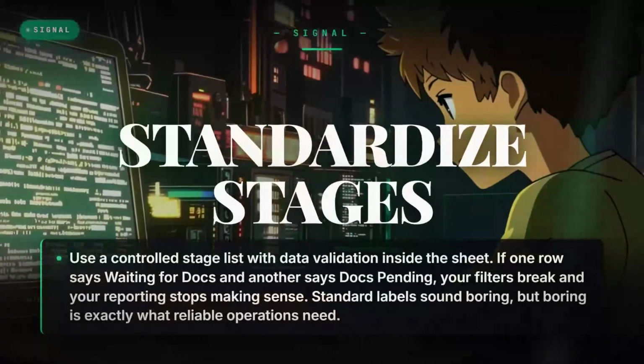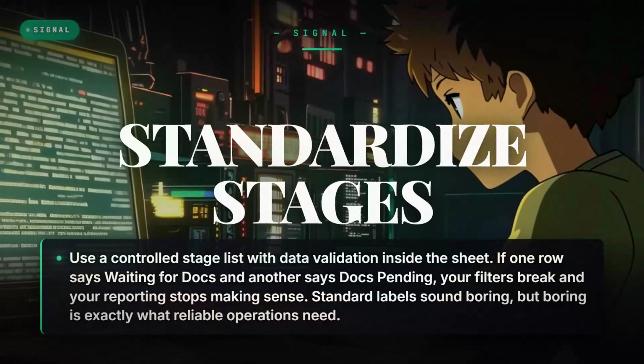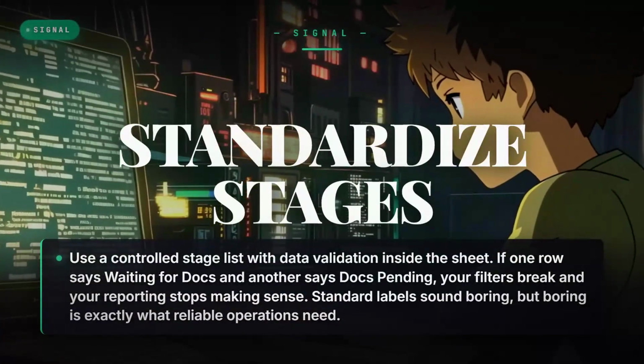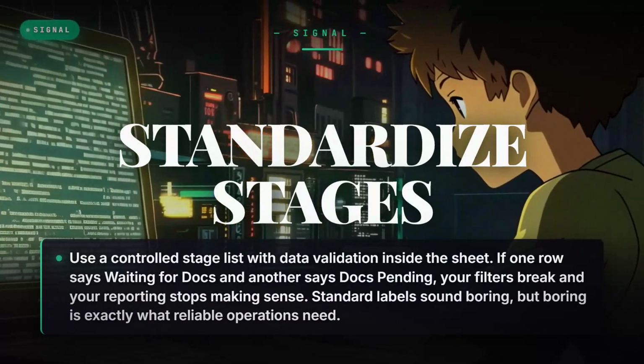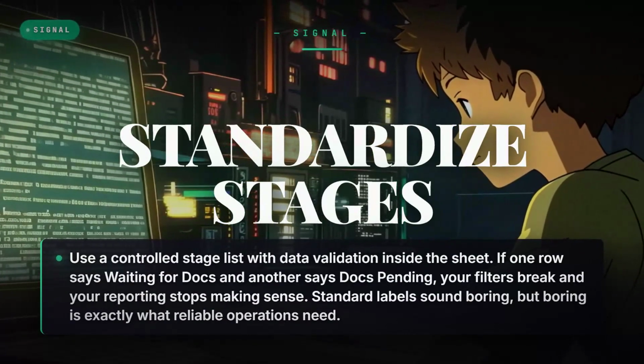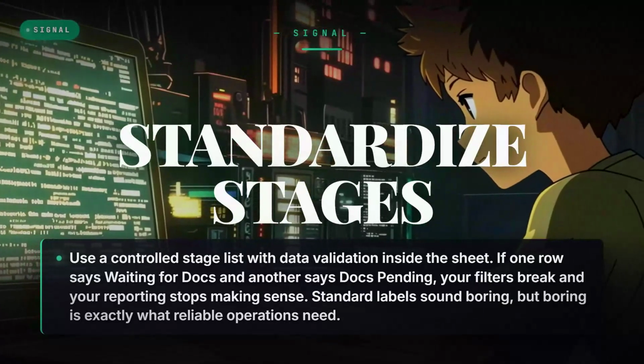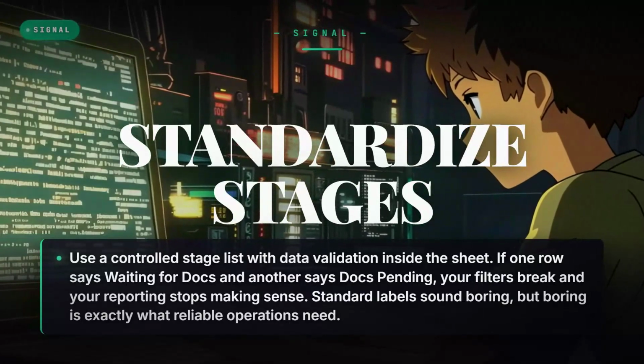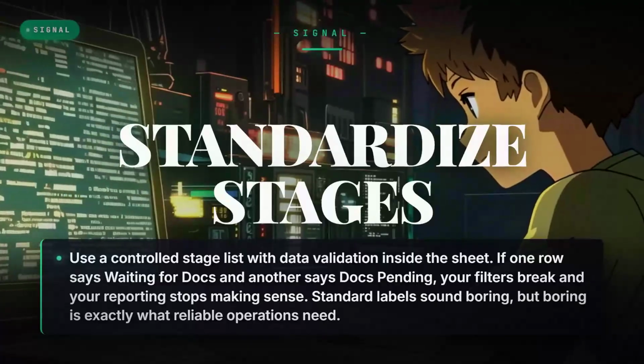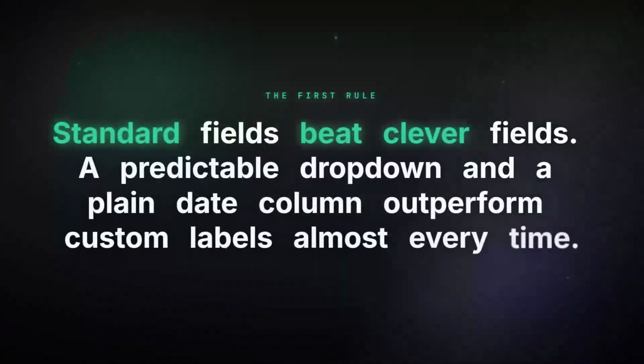Use a controlled stage list with data validation inside the sheet. If one row says waiting for docs and another says docs pending, your filters break and your reporting stops making sense. Standard labels sound boring, but boring is exactly what reliable operations need. Standard fields beat clever fields. A predictable drop-down and a plain date column outperform custom labels almost every time.